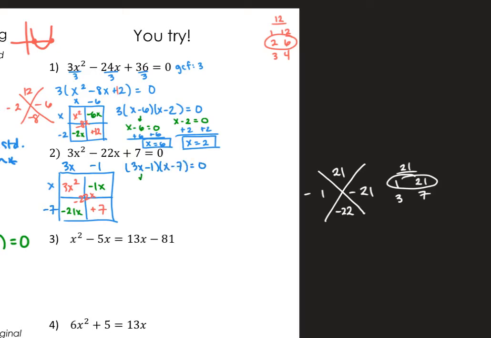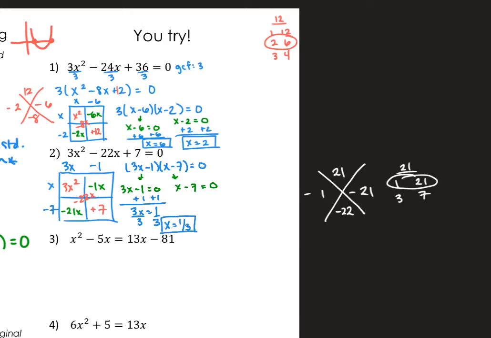And to solve, we just set each one equal to 0 using zero product property. So 3x minus 1 equals 0, and x minus 7 equals 0. So to solve, I'm going to add 1. So 3x equals 1, and then divide by 3. So x is equal to 1/3.